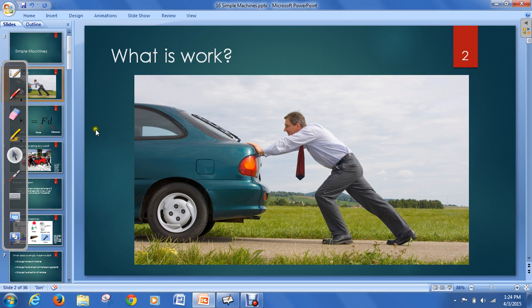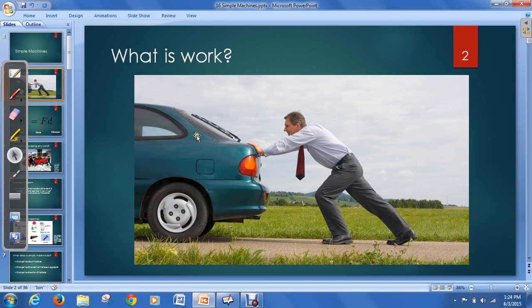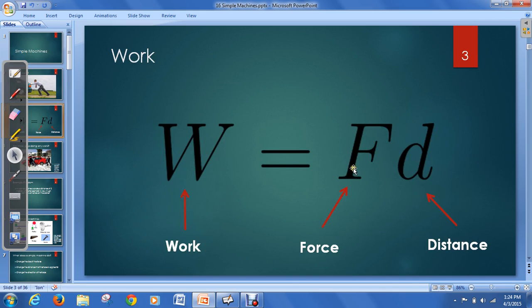The amount of work we do on an object is defined by the following equation: the amount of work that is done is equal to the force that is put on the object times the distance that the object travels. For example, going back to this guy pushing the car, the amount of work that he does on the car is based on how much force he's putting on the car and how far the car travels. You just take the force he put on the car and the distance that the car moved, and that would be the work.